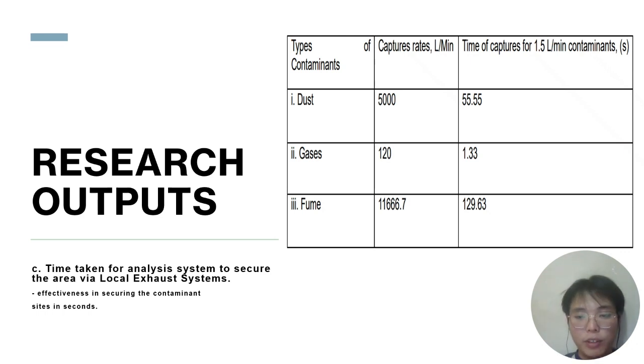And also the fume, it takes 129.63 seconds to capture more than 11,666.7 liters per minute of contaminants. This proves that the local exhaust system is very effective, as it takes not more than 200 seconds to clear all the contaminants, which also ensures the safety of the workers in a short period of time.